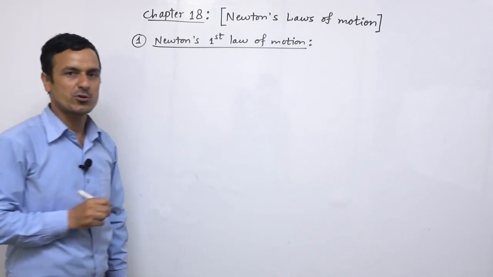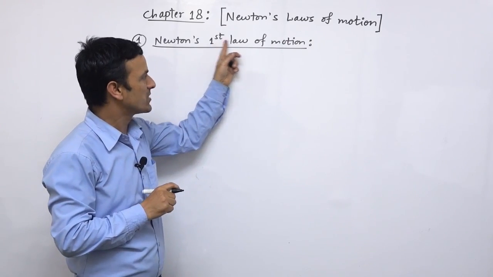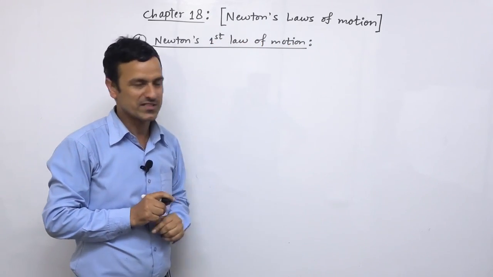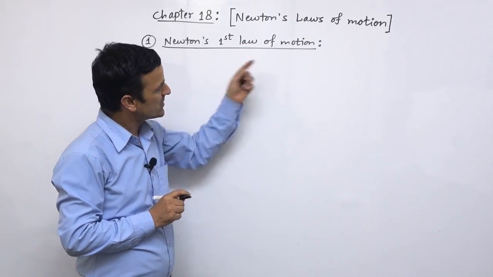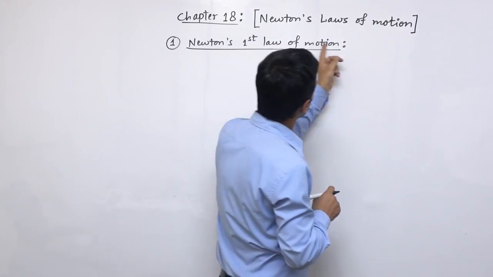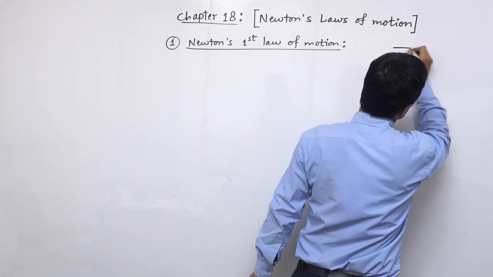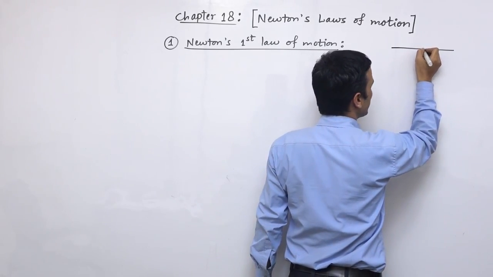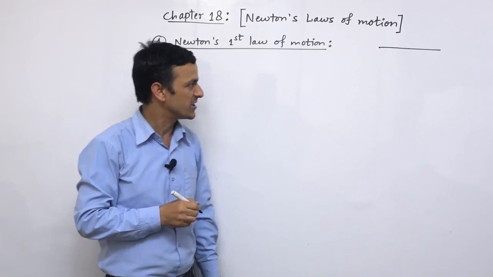So in this chapter, we study three laws of motion. One is Newton's first law of motion, similarly Newton's second law of motion, and Newton's third law of motion. In these laws of motion, we study any object which is in motion in a straight line. So straight line मा भएको कुनै एउटा object को motion लाई study गरिन्छ.